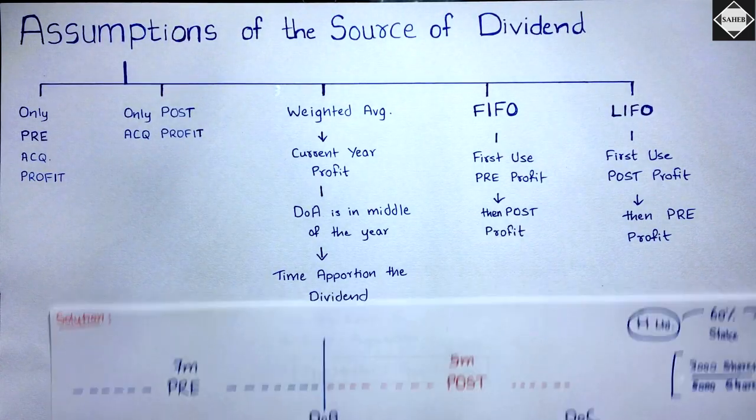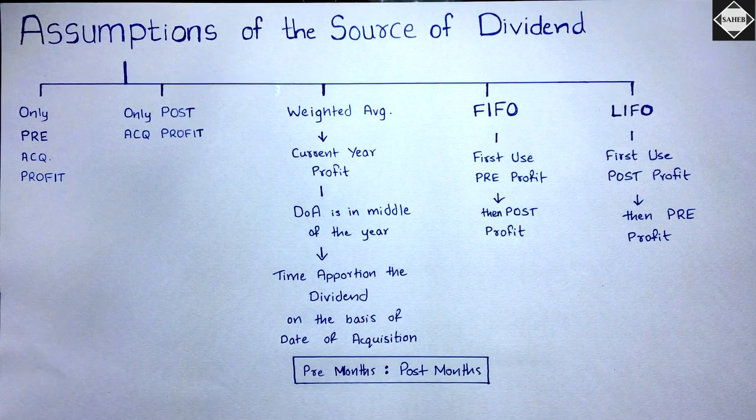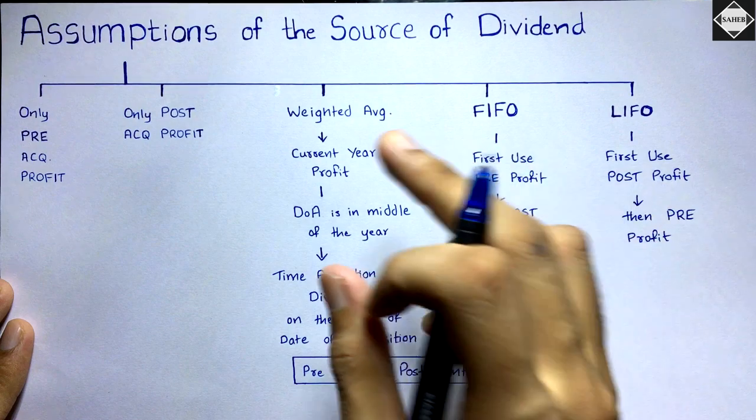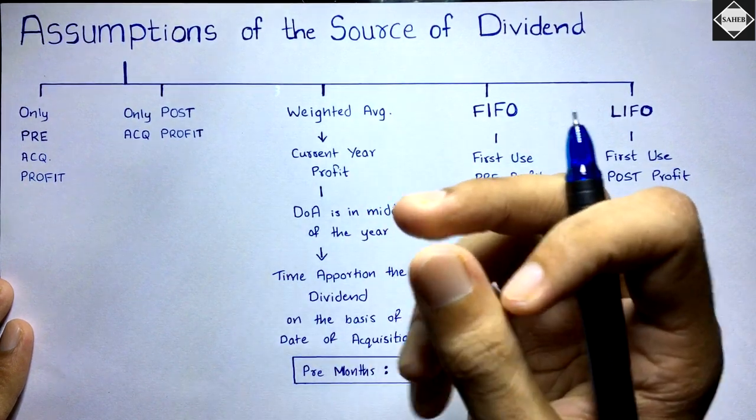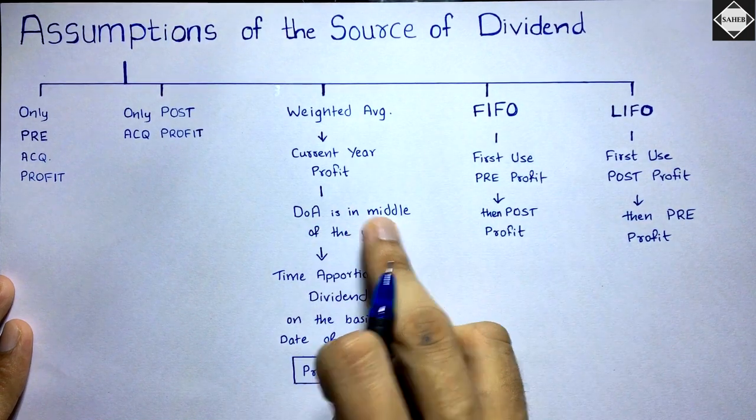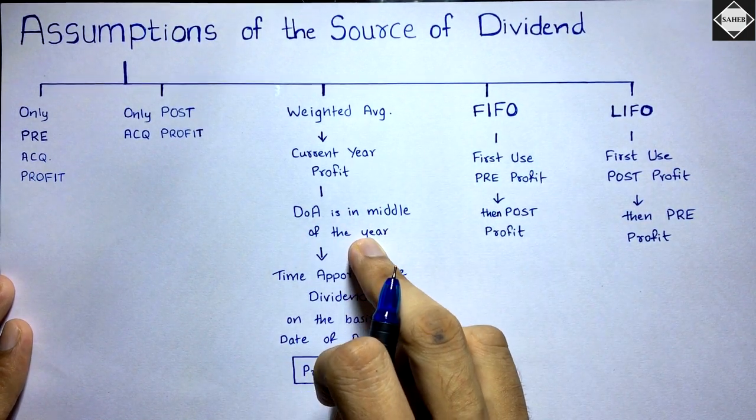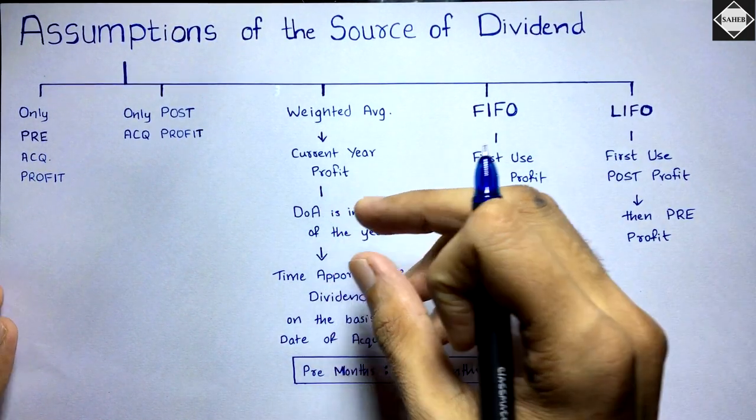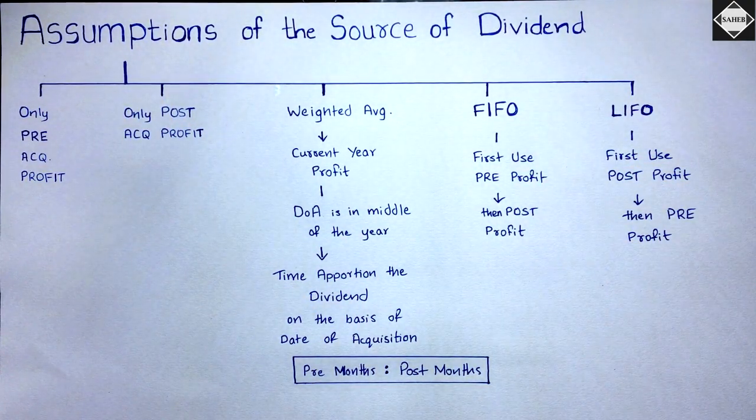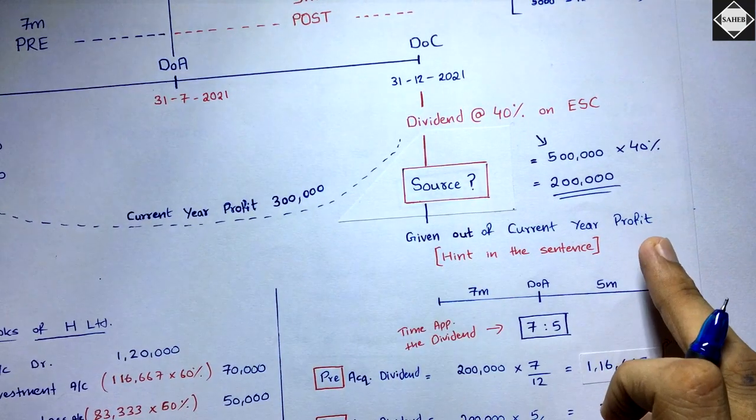Is that clear? Yes. The next assumption you have is, see here, the weighted average method. What's the weighted average method? When the question gives you a hint or a sentence that current year profit has been used and the date of acquisition is in the middle of the year, then based on the date of acquisition, you will take out the ratio, as we have done in this illustration, isn't it? That's what we have done.